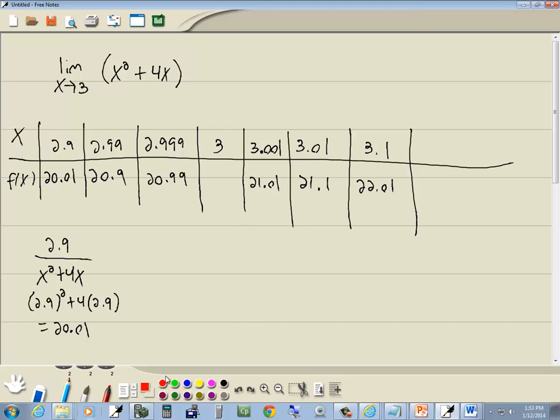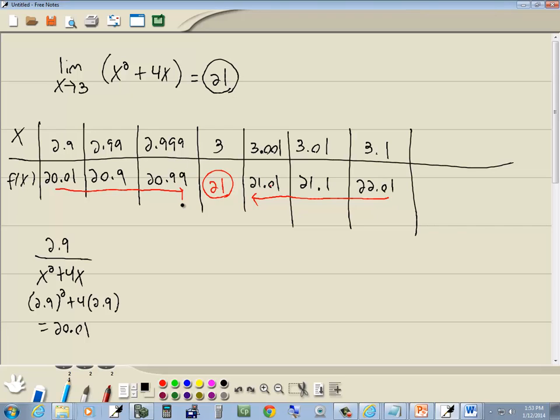Okay, so what we're doing now is we're studying it as it approaches from the left side and as it approaches from the right side. Well, 20.01, 20.9, 20.99. It looks like it's going to 21 from this side. From here, 22.01, 21.1, 21.01. It looks like it's approaching 21 from that side. So it looks like 21 is our answer.